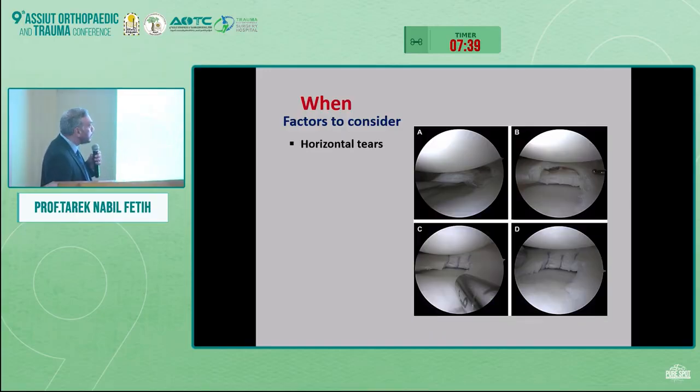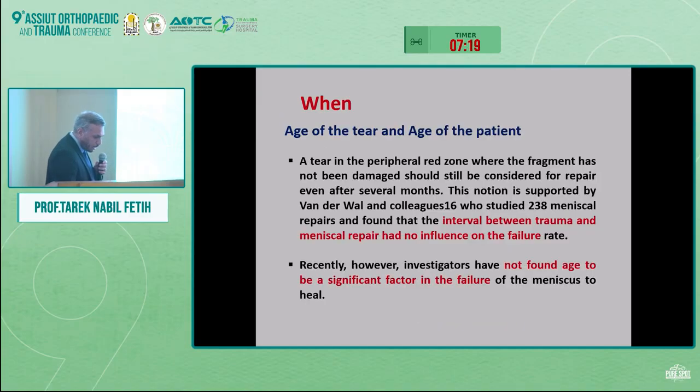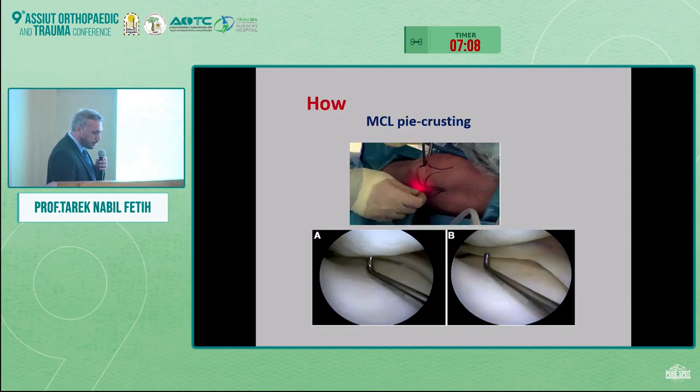And for horizontal tears, we said that they do not decrease the contact area, but we need to know that removing one leaflet increases the contact pressure up to 60% and is equal to removal of both leaflets. That's why when we evacuate the cyst and refresh the edges, we should try to repair even the horizontal tear whenever possible. Age of the tear is not a significant factor. The interval between trauma and surgery is not a cause of failure. Age of the patient is not a cause of failure of meniscal repair.